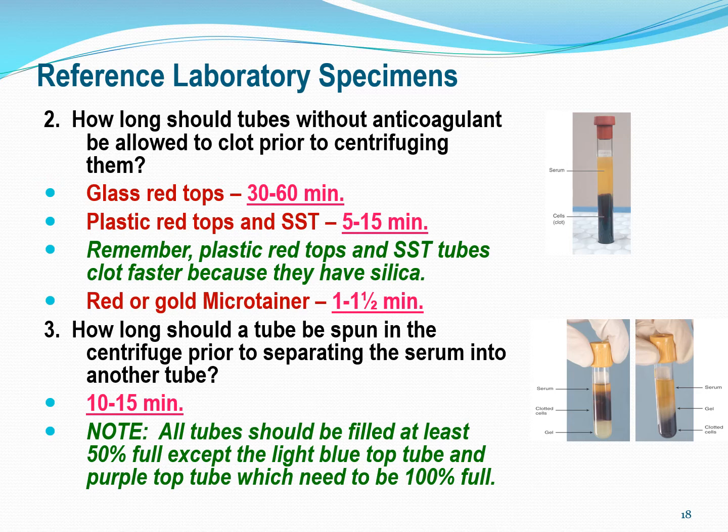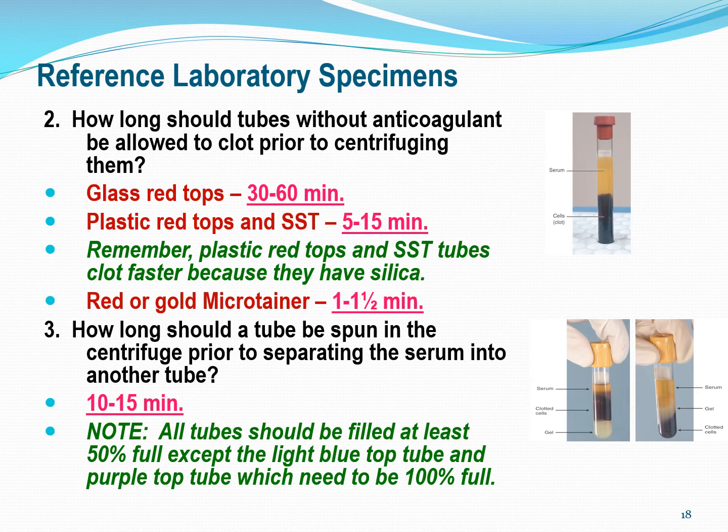So still we're talking about reference laboratory specimens. How long should tubes without anticoagulant be allowed to clot prior to centrifuging them? It depends on the tube. The glass red top tubes can take up to 30 minutes, maybe even up to 60 minutes to clot. So you know you're going to have to wait at least 30 minutes, and it may take longer than that. Plastic red top tubes and SST tubes take anywhere from 5 to 15 minutes.